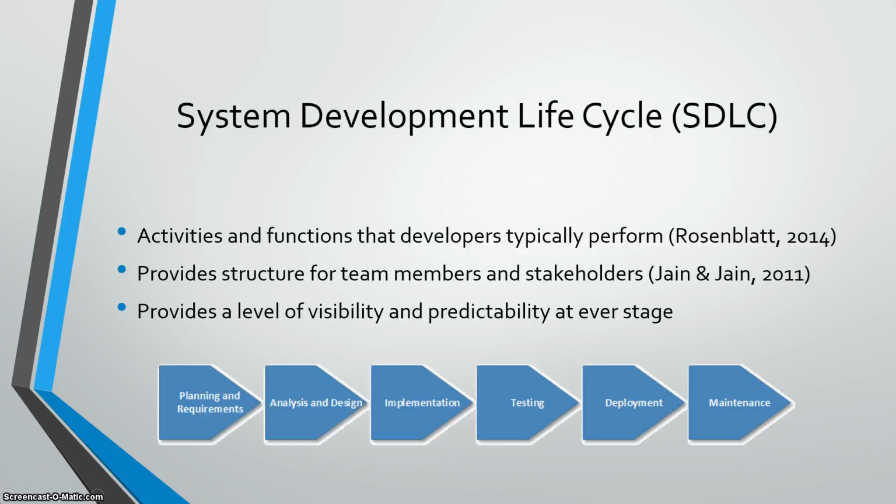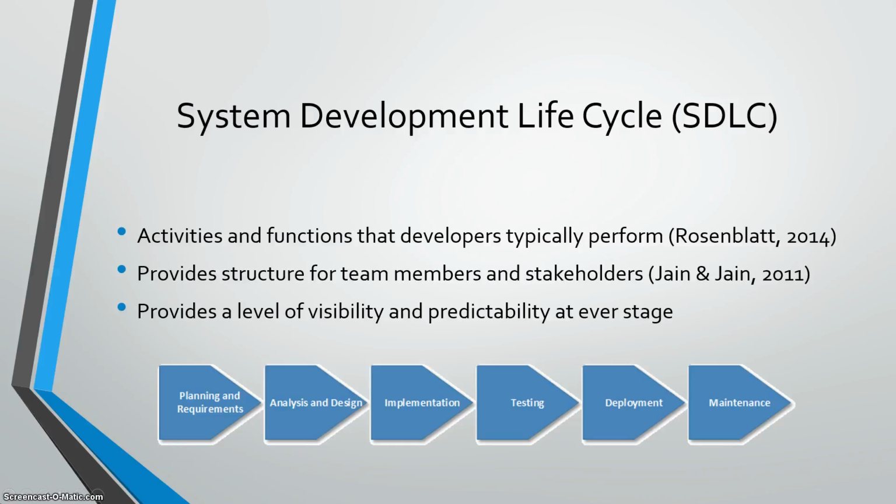So let's go ahead and talk about the system development lifecycle. Harry Rosenblatt describes this as activities and functions that developers typically perform when developing a software system. Jane and Jane further this definition by saying that it provides structure for team members and stakeholders. And at the bottom here I have made a very generalized version of the SDLC. The SDLC will typically take many forms depending on the methodology used, but what I've tried to capture here is just a very generalized look at what an SDLC looks like.